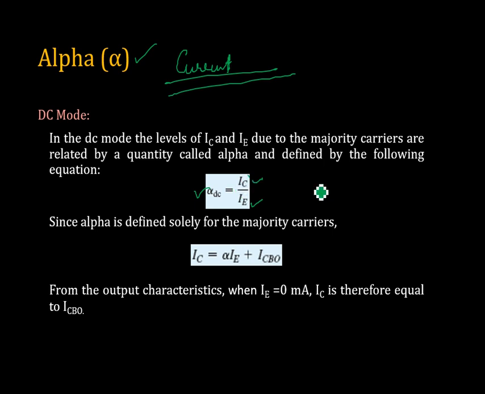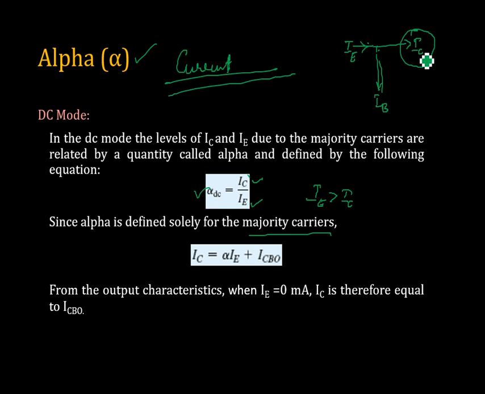Why? Because IE is greater than IC, and IE is approximately equal to IC. Both IC and IE are approximately equal and IE is greater. So it will be less than 1, and this alpha is defined for majority carriers only. So what is the component of IE that is flowing as IC? As we saw, some recombination is occurring in the base. So if IE is the current from the emitter, then some current is flowing through the base. The base current is flowing and the rest is going to IC.